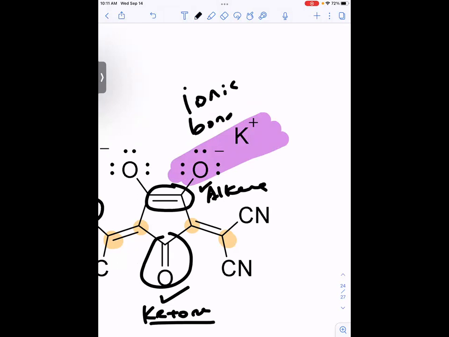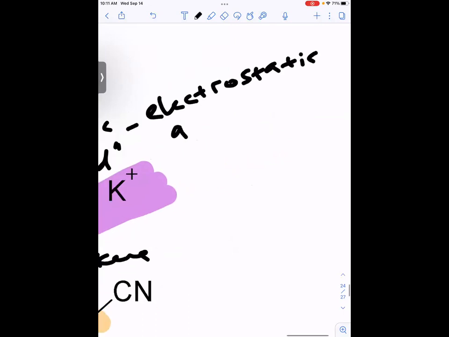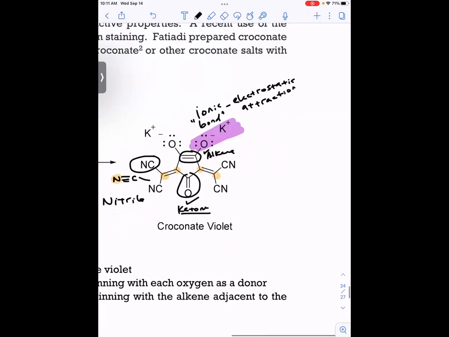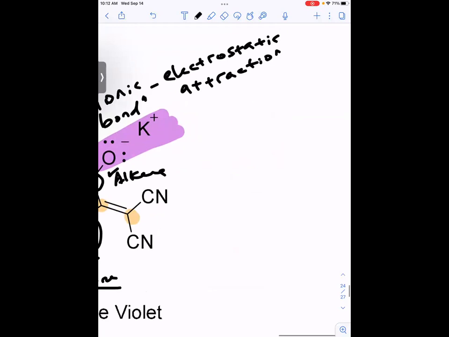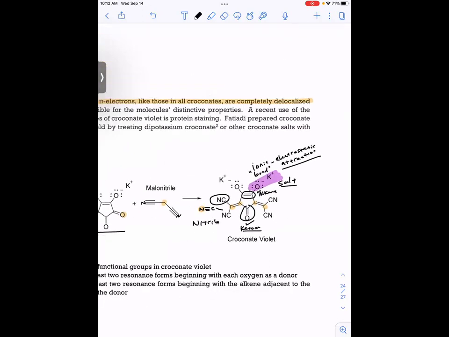So this is an example of an ionic "bond," in quotes. It's not really a bond. A bond is when electrons are shared. So it's really an electrostatic attraction. You've got two oppositely charged atoms and they hang out with each other. A lot of times when you have a metal and a non-metal like that, it's a salt. So it'd be a type of potassium salt. All right. Let's get to the resonance part.